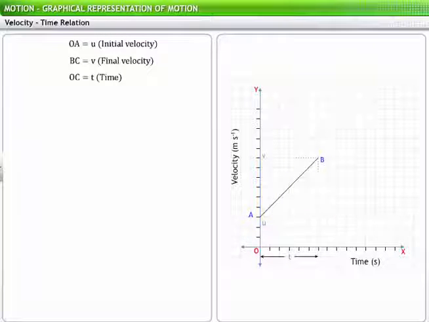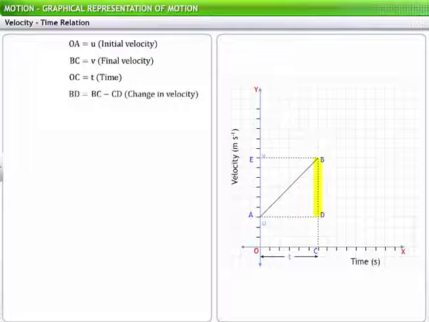From point B, draw two lines BC and BE perpendicular to the x-axis and the y-axis respectively. From point A, draw a line AD parallel to the x-axis to intersect BC at D. Now, OA represents the initial velocity U. BC represents the final velocity V. OC represents the time t. And BD represents the change in velocity in time t.